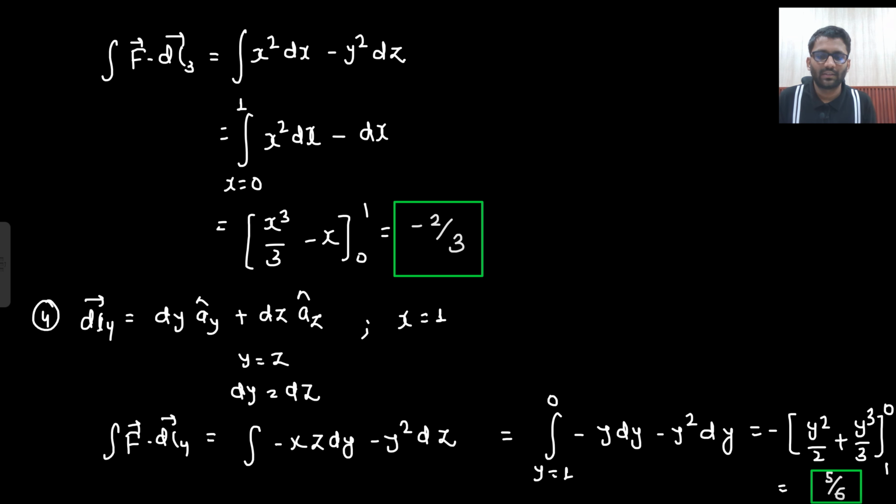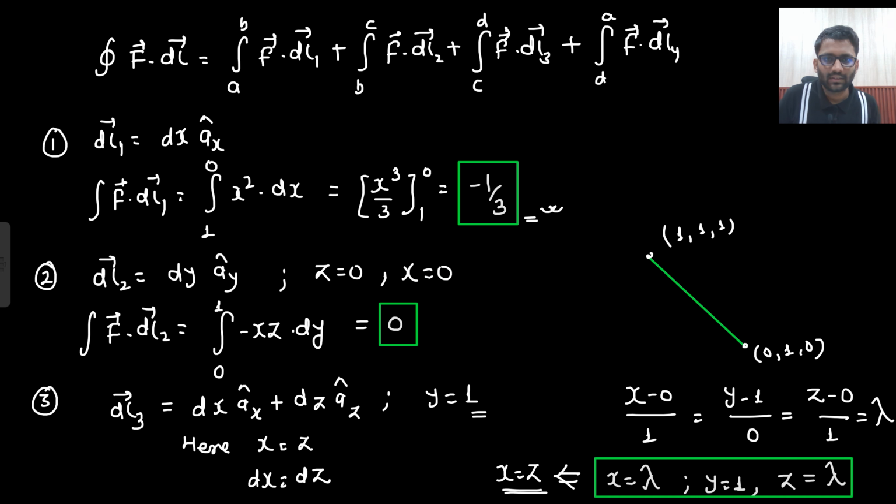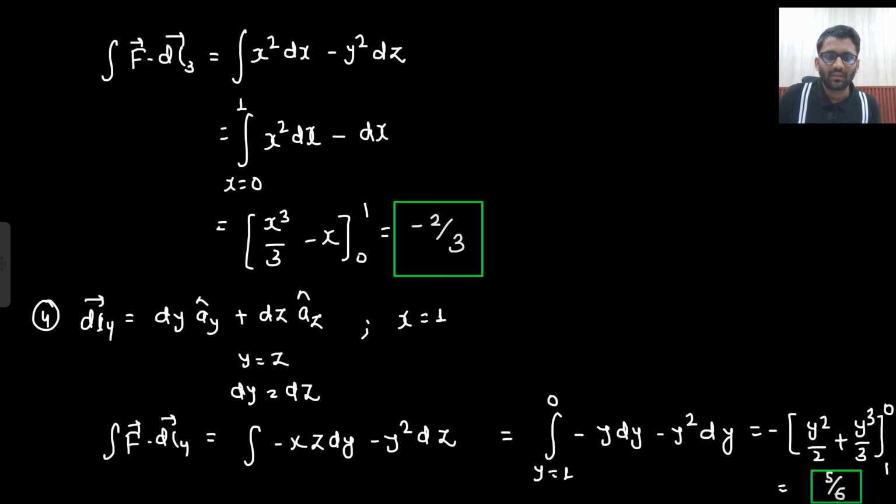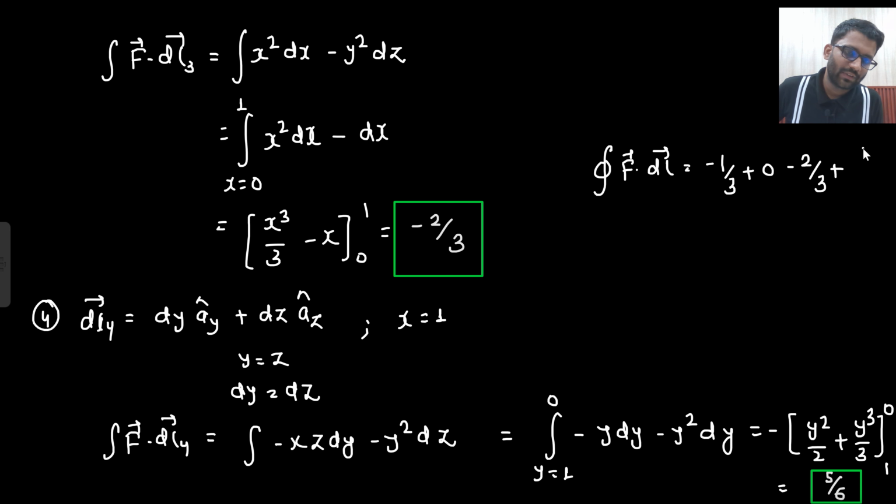So what is the final answer? 5 by 6 minus 1 by 3 minus 2 by 3. Okay, so the final answer for f dot dl is minus 1 by 3 plus 0 minus 1 by 3 plus 0 minus 2 by 3 plus 5 by 6. This integration you must have solved. Here there is a minus sign, so you can interchange the limit from 0 to 1. So this is minus 1, so 5 by 6 minus 1, so minus 1 by 6. So this is the answer, f dot dl.